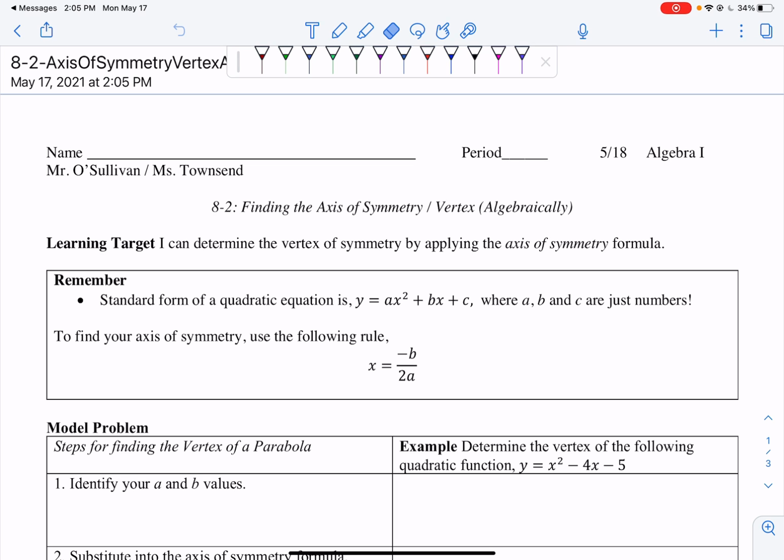Today we're going to be looking at lesson 8-2, finding the axis of symmetry and the vertex algebraically. This is actually a 2-for-1 lesson. Your Delta Math assignment will ask you one question on finding the axis of symmetry and then one question on finding the vertex. So only 2 questions, but a 6-point assignment.